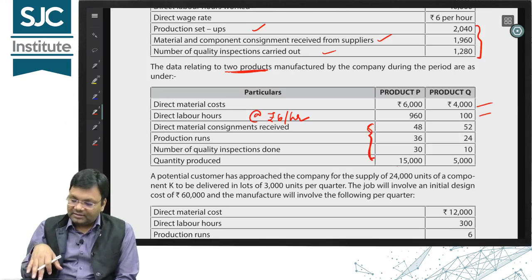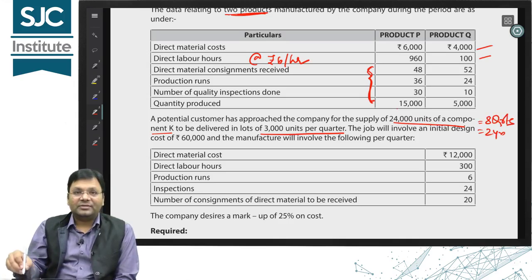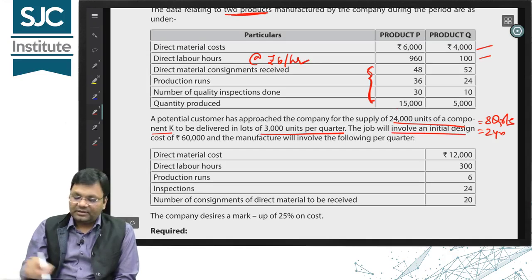A potential customer has approached the company for supply of 24,000 units of component K to be delivered in lots of 3,000 units per quarter. So it is basically 24,000 by 3,000 equals 8 quarters, which is a 2 year job. A new quotation has to be given probably. The job will involve an initial design cost of rupees 60,000. So this cost needs to be considered in its cost, and manufacture will involve the following per quarter.